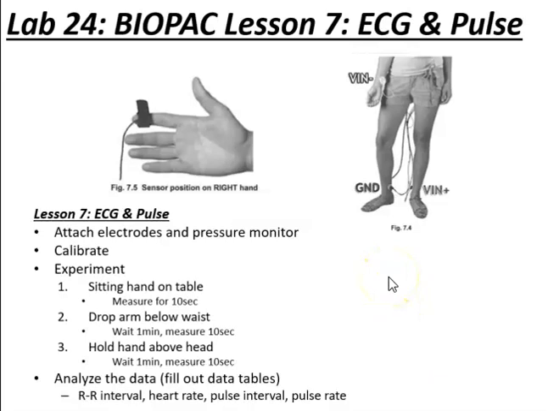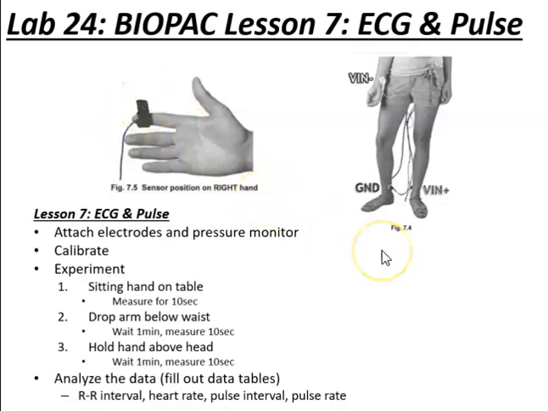This lab, we're going to be measuring EKGs and pulse using our BIOPAC. Had we met in lab, we'd get out those huge BIOPACs and attach the electrodes and have it all set up. The first thing we're going to do, we would place a sensor on the right hand. So here we see the sensor. It's called a plethysmograph. The plethysmograph goes on the right hand.